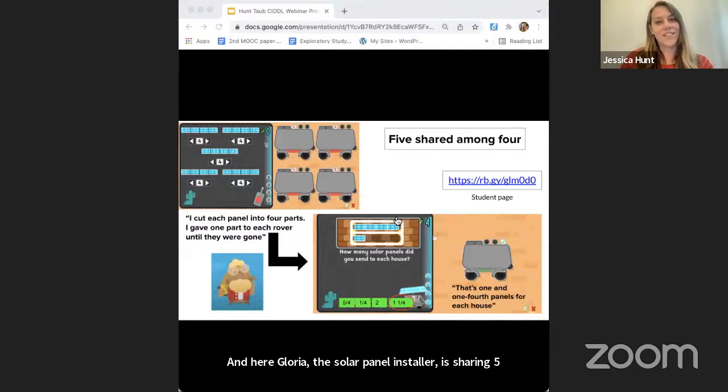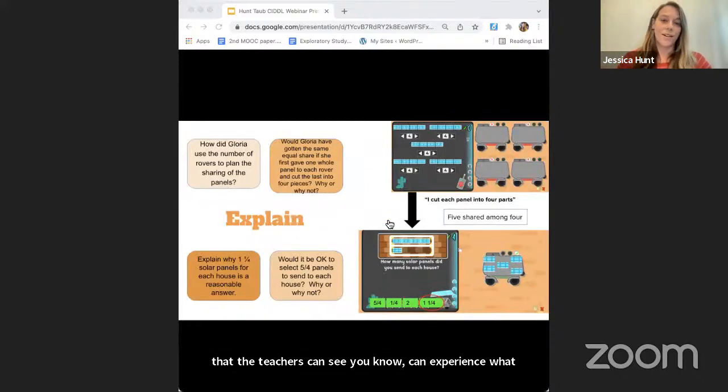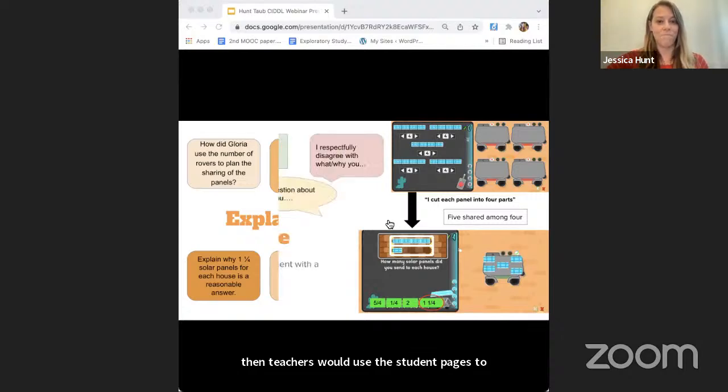So teachers are given the student pages for this task so that they can use them. And then I launch the task and read right from the teacher guide so that the teachers can experience what students are experiencing again. So I would say something like, I want you to explain to yourself the work shown for this task and why it leads to an equal share of the solar panels. Here are some questions to help you. Try to address at least 3 of the questions to write your response. And then teachers would use the student pages to write a self-explanation.